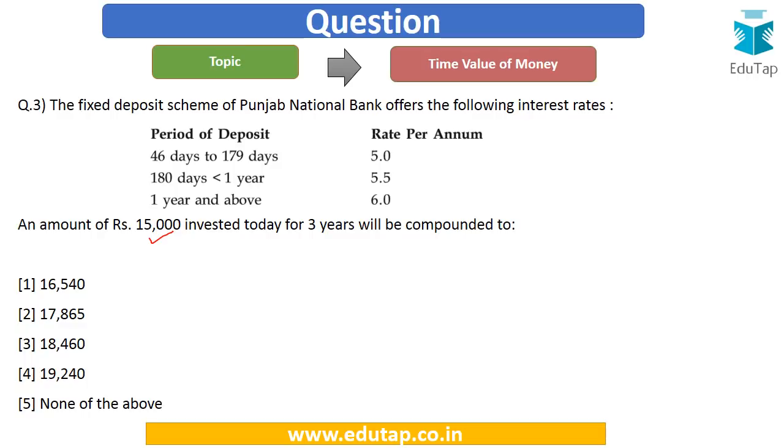In technical terms, it says the amount of rupees 15,000 invested today for 3 years will be compounded to. So this is the question on compounding. We are all aware about the formula of compounding. What are the variables that we have to use in this formula? We are all aware about that. So we have to just put in this formula and get the answer. There are different options given, that is 16,540, 17,865, 18,460 and 19,240.